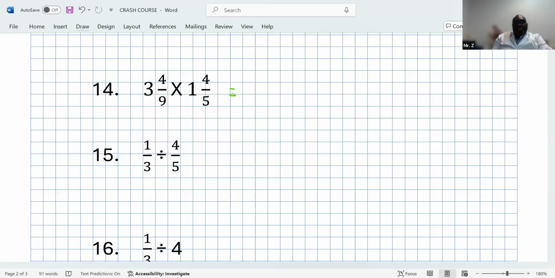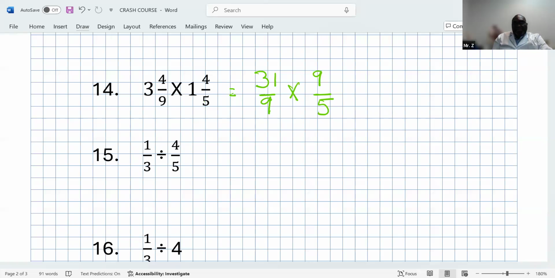So 3 times 9 is 27. 27 plus 4, you have now 31 over 9. Multiply. Let's break this down. 5 times 1 is 5 plus 4, you got 9. 5 times 1 is 5. 5 plus 4, you got 9.